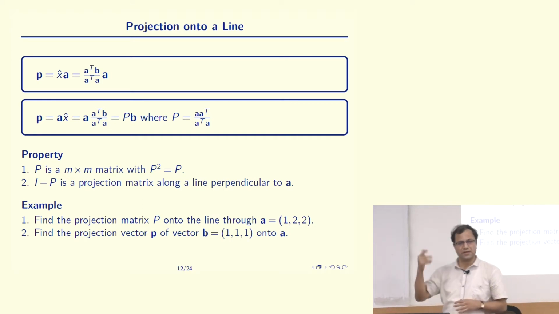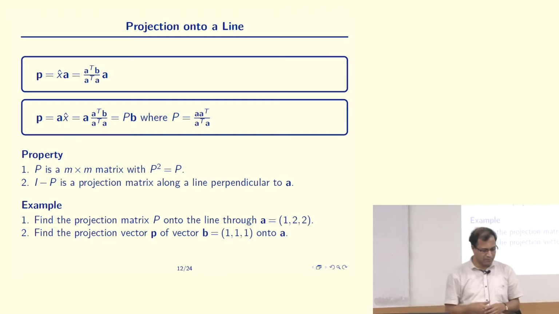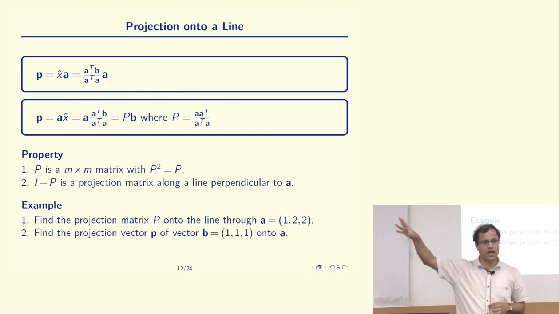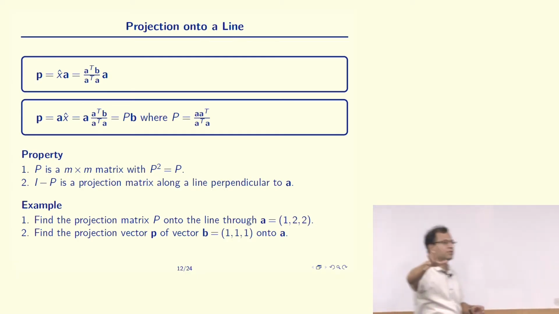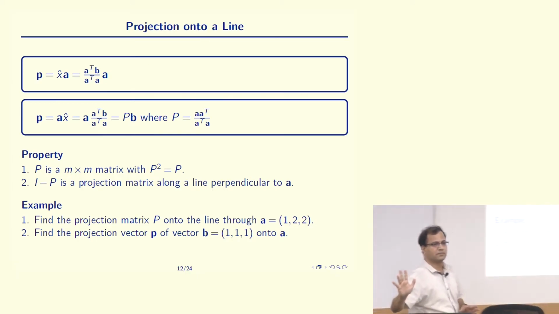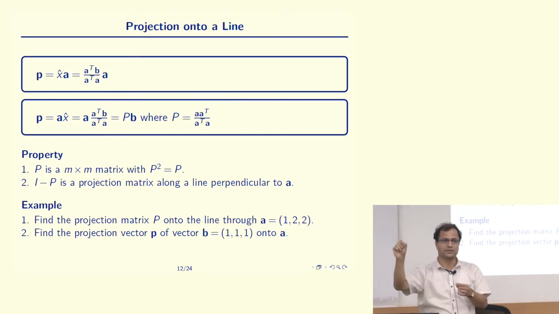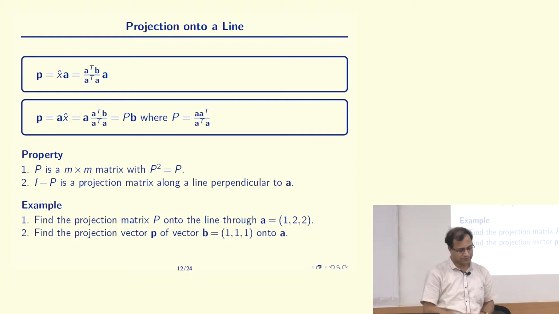Some property you can verify: if P is an M by M matrix, then this condition will always be true. The projection of a projection is again the same. If you project twice, that is P squared, if you multiply P by P, then again it's the same matrix. That is, the projection of a projection remains the same.